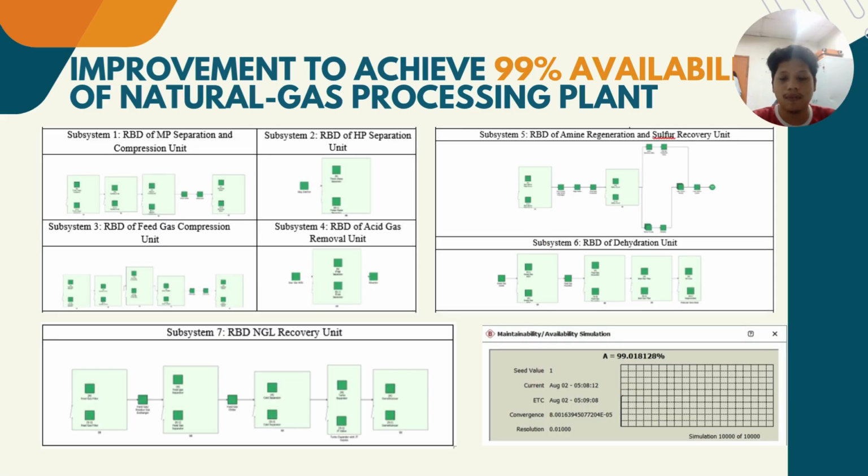This is a diagram of the BlockSim model that we made for the improvement to achieve 99% availability of the natural gas processing plant.